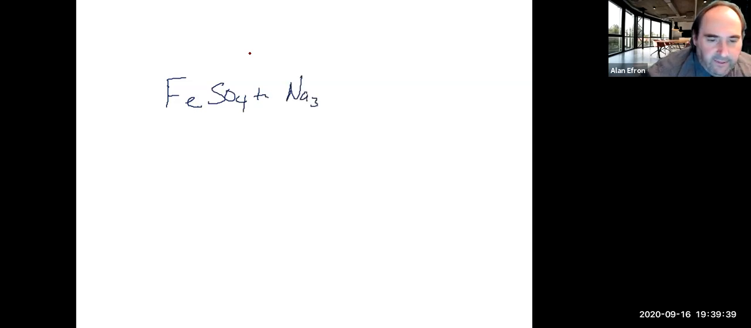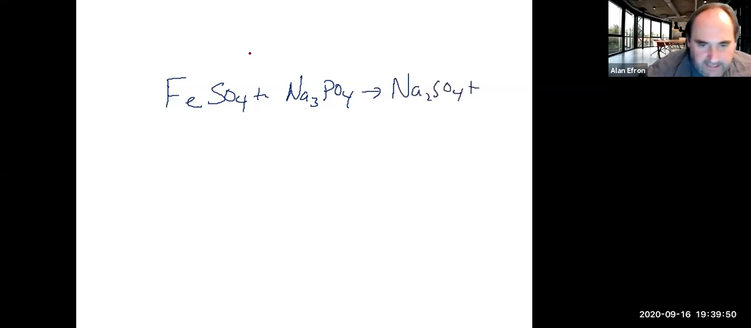Try one more here. Why don't you try this one and see what you come up with. Fe SO4 plus Na3PO4 gives you Na2SO4 and, I should have started it further back, so I'll write it down this way, Fe PO4, and a 2 there, and it should be a 3 there. So give that a go. I'm going to rewrite it neater, but go give it a balance here.